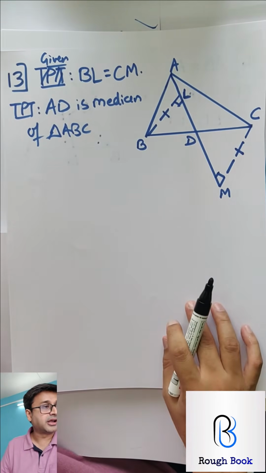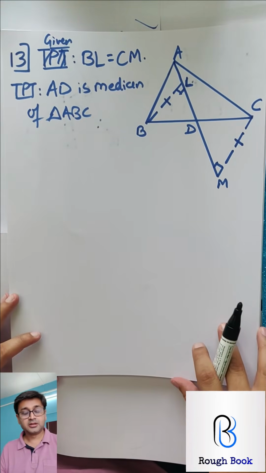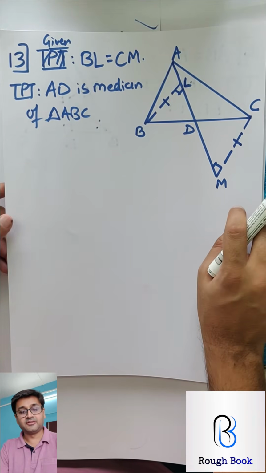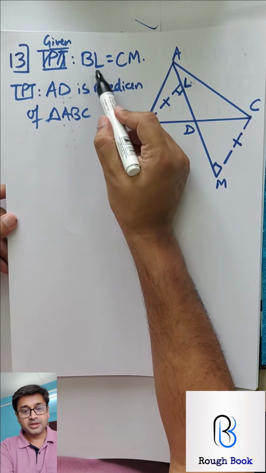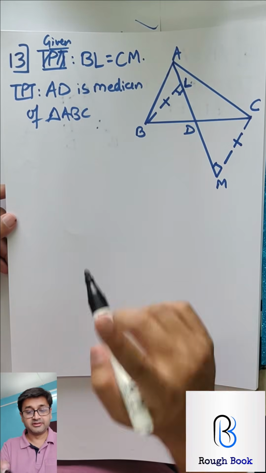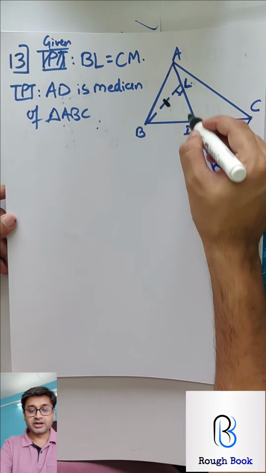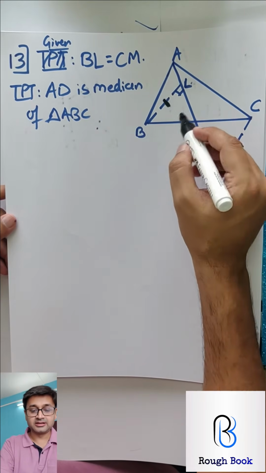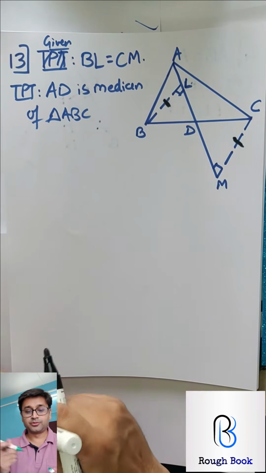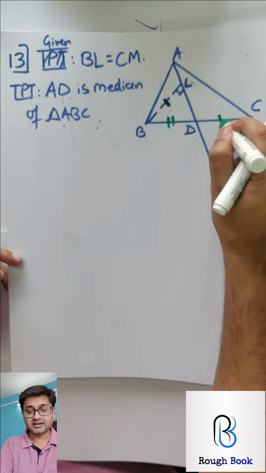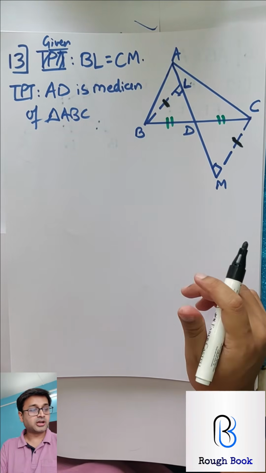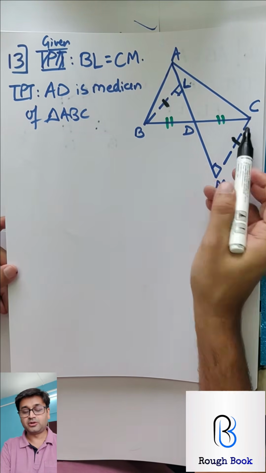I want everyone to try sum number 13. 13 is not difficult either. It's a lovely question. You will enjoy it. BL is equal to CM is given. Your target is to prove that AD is the median of this triangle. That means, in short, you need to prove that the median bisects the base. So your target is to prove that BD is equal to CD.